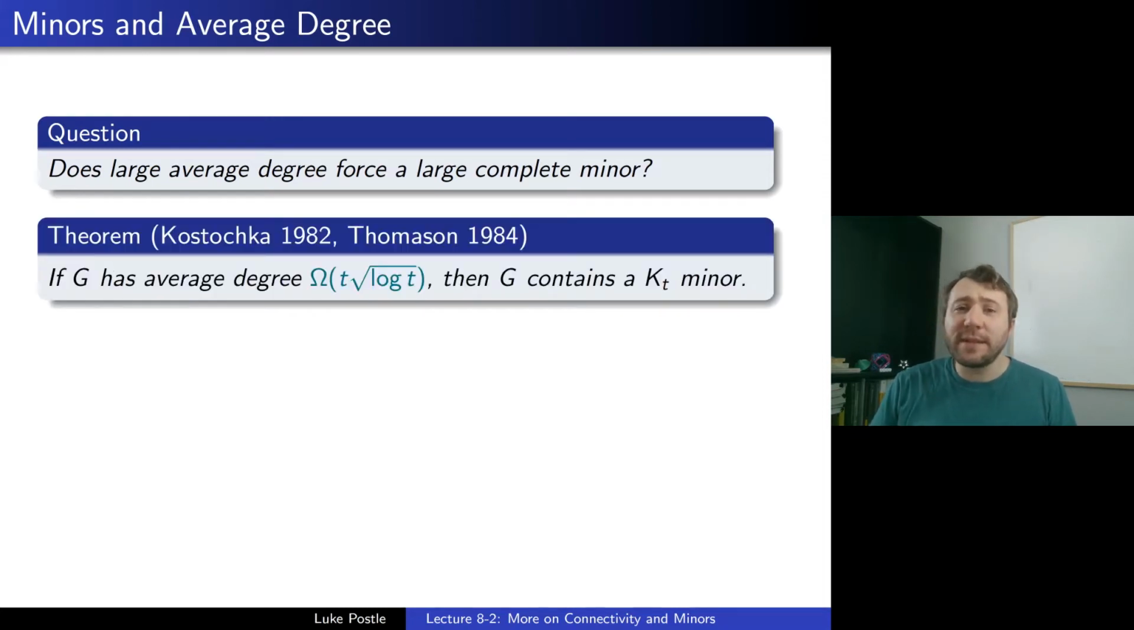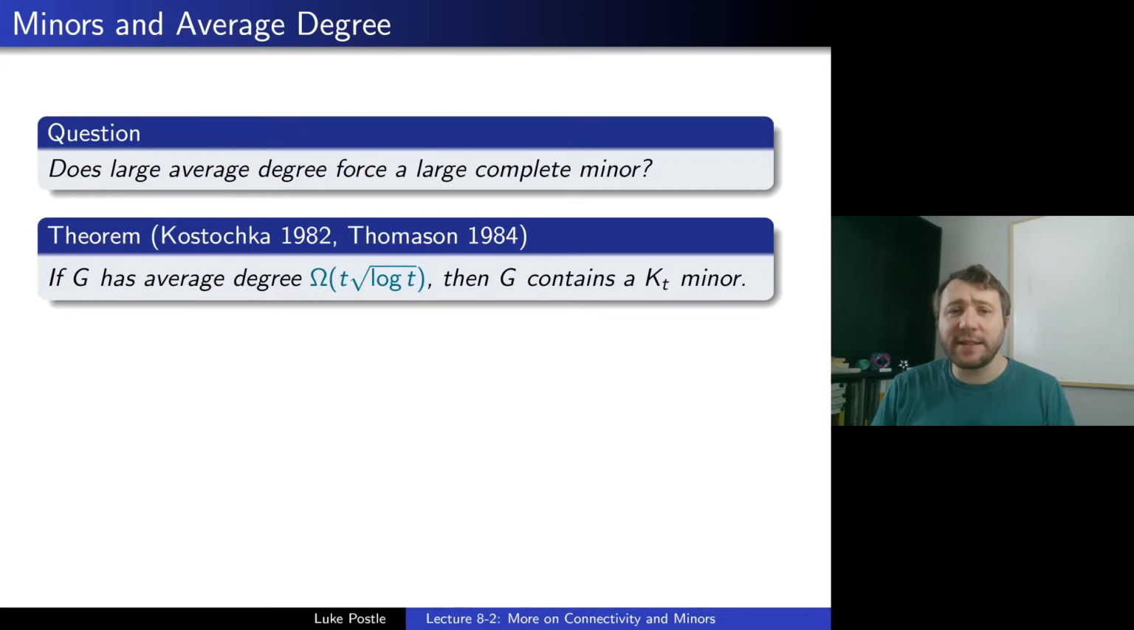Kostochka and Thomason independently in the early 80s showed that if G has an average degree of Ω(t√(log t)), then G contains a K_t minor. There were some earlier bounds by Mader showing that some function worked, and this is actually the best, up to the order, the correct function. We'll learn that maybe when we talk about probabilistic methods. If you take random graphs on that order of vertices, they don't necessarily have K_t minors, and so this would be tight.